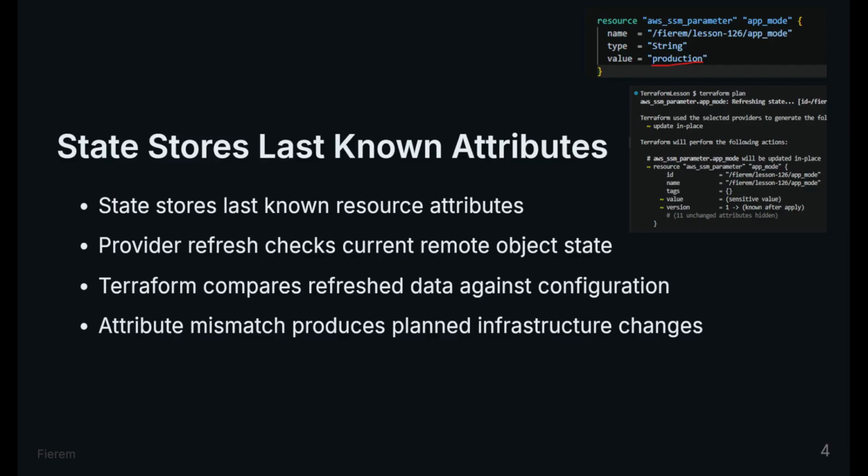Terraform state stores the last known resource attributes. The provider refresh step checks the remote object. Terraform compares refreshed remote data against desired configuration. A changed value creates a plan difference. The plan is caused by state, remote reality, and configuration disagreeing.